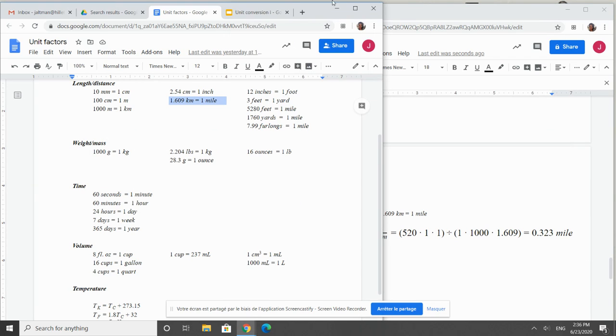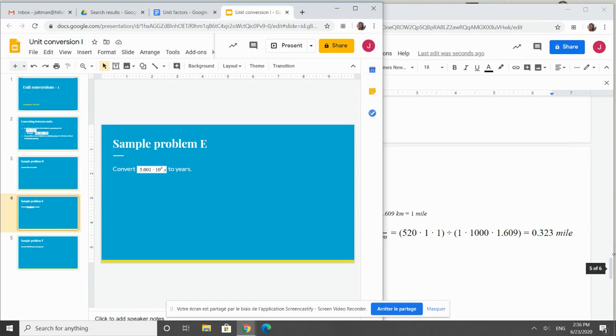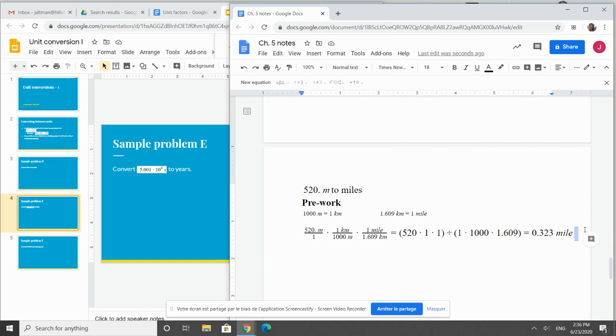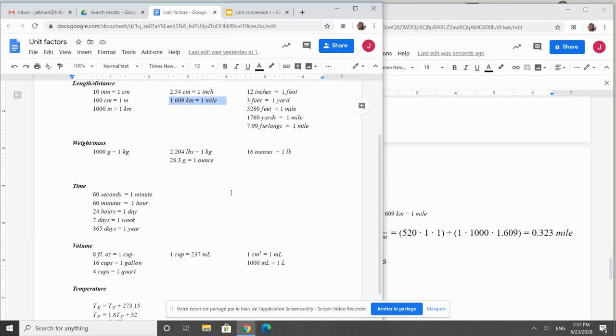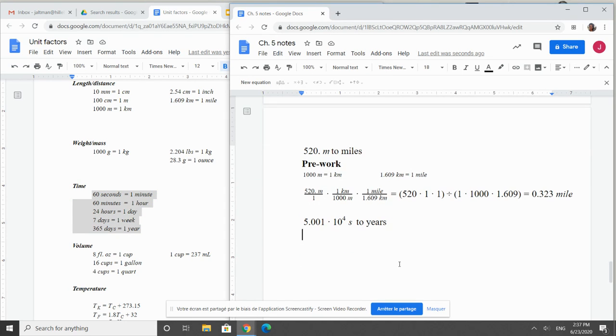Right, let's take a look at another example. We're going to convert 5.001 times 10 to the fourth seconds to years. You probably have a lot of these unit factors memorized, but I'm still going to use them here just because we're actually going to need all of them. I specifically picked one that was a little bit harder just to demo it for the video.